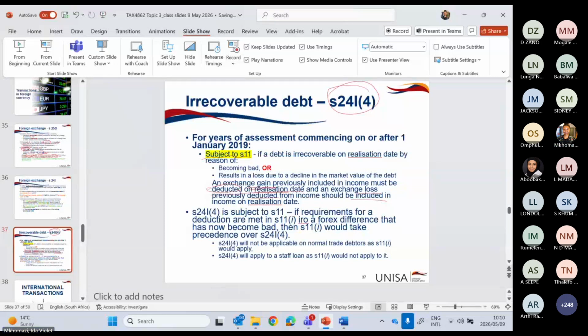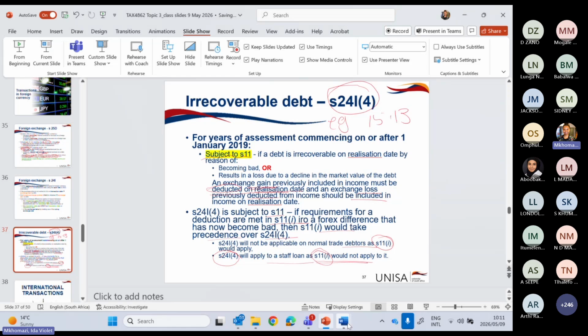24I is subject to 11. So it says that if the requirements for a deduction are met in 11I, then 11I would take precedence over 24I. This simply means that 24I4 is not applicable on your normal trade debtors because they would get a deduction in terms of 11I. However, 24I4 will apply to a staff loan, for instance, because with staff loans, 11I does not apply. And for this one, you can please have a look at example 15.13 in your Silk textbook.